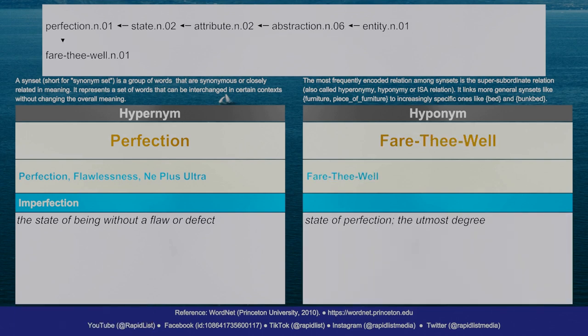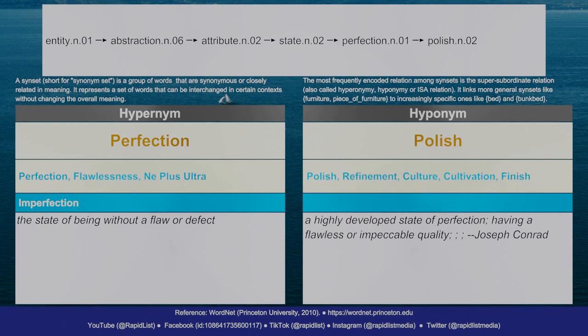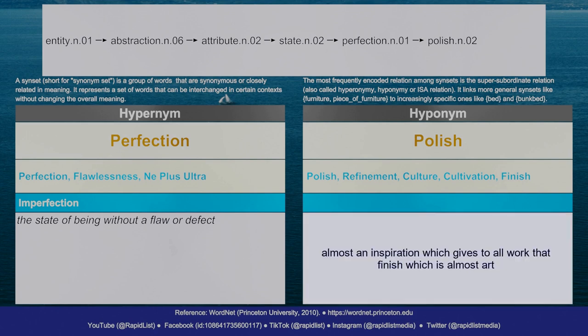Fare thee well. State of perfection, the utmost degree. They polished the furniture to a fare thee well. Intactness. The state of being unimpaired. Polish. The highly developed state of perfection, having a flawless or impeccable quality, Joseph Conrad. Almost an inspiration which gives dull work that finish which is almost art.